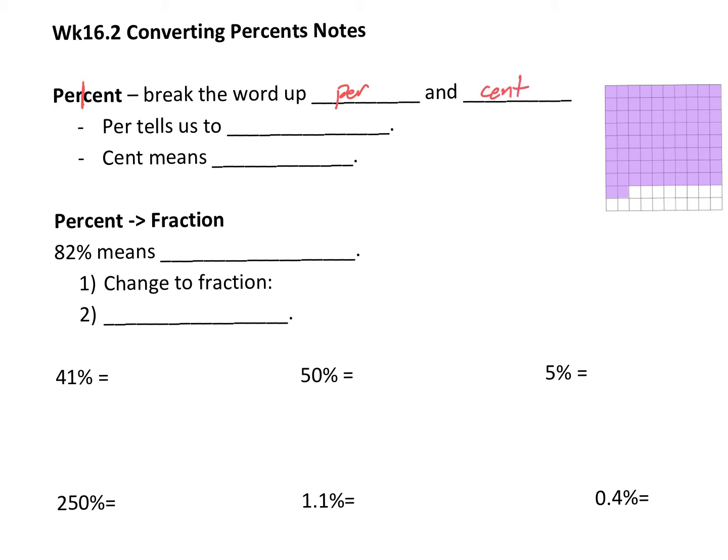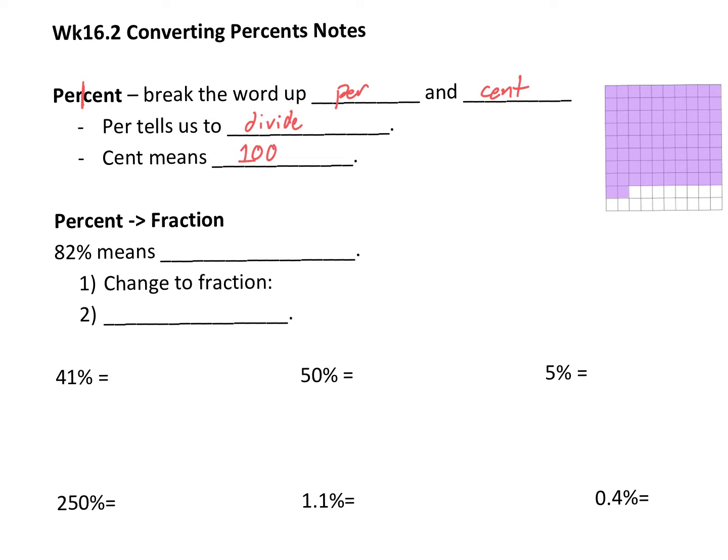What does per mean? Per tells us to divide. And what's a cent? Think about centipede, century, centimeter. Cent means 100. All right, so percent means per 100.